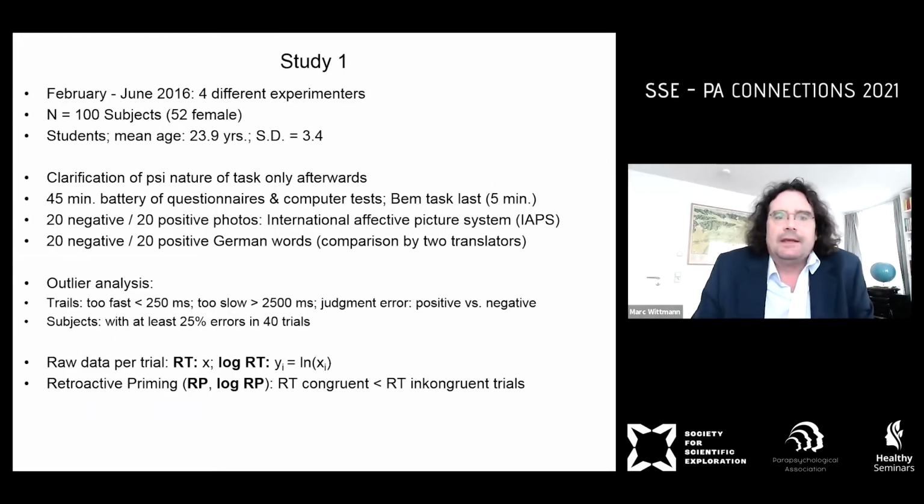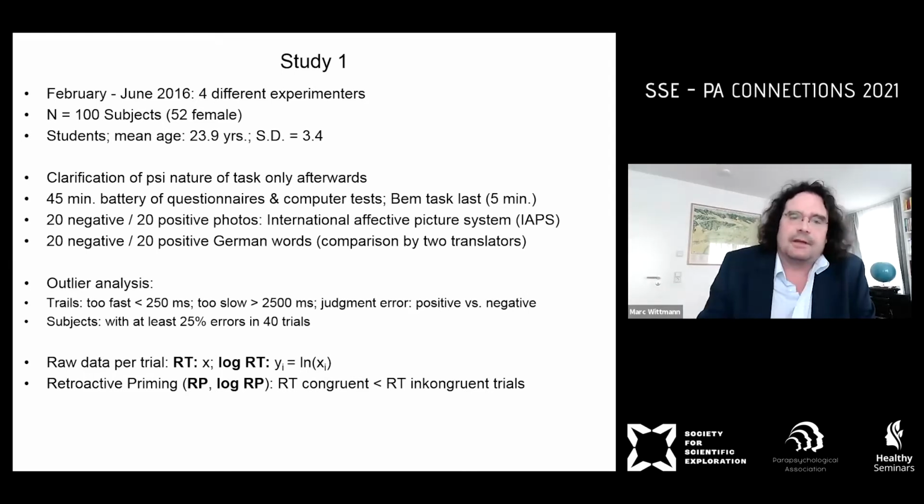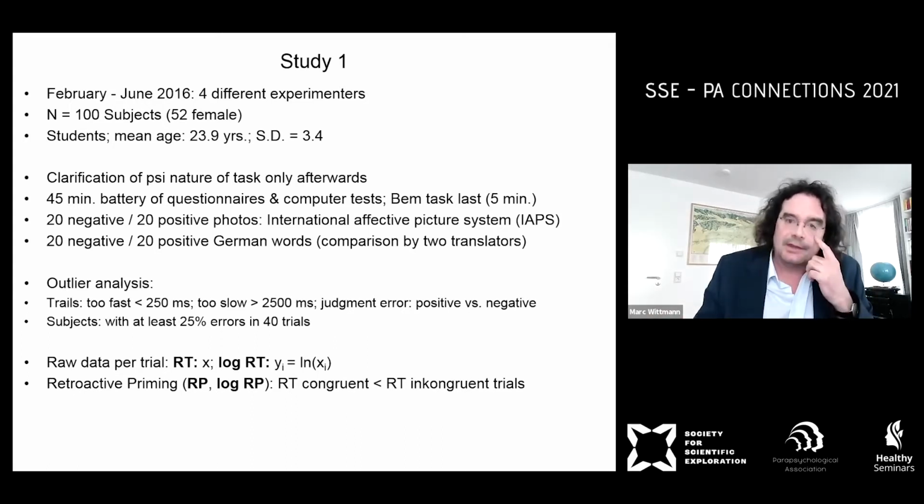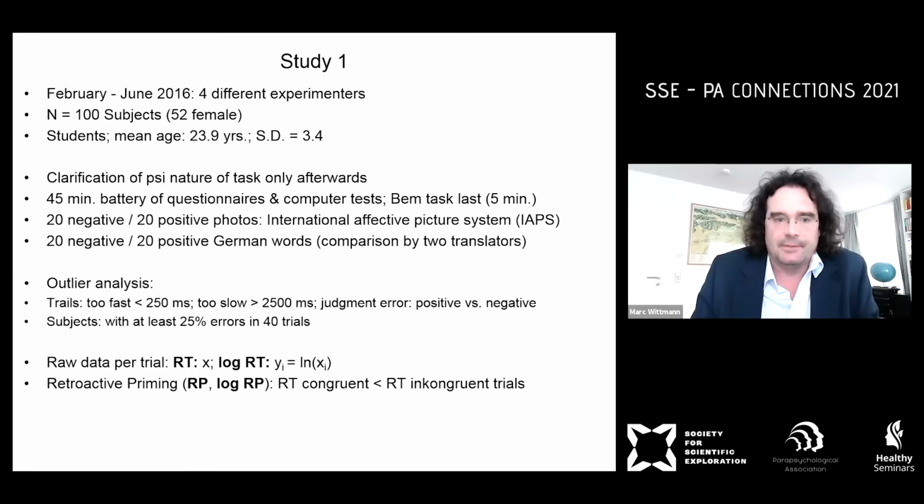So study 1. We conducted this study in 2016 with 4 different experimenters. We had 100 subjects, the same number of subjects as Bem had in his study, mainly students. And importantly, we made a clarification of the psi nature of the task only afterwards, so they wouldn't start to cognitively think about psi effects. And we furthermore had a 45-minute battery of questionnaires and computer tests, all mainstream tasks, and the Bem task was the last one, the last 5 minutes.